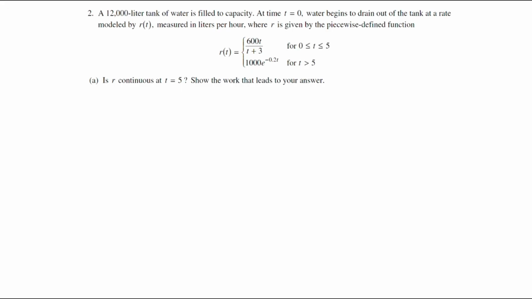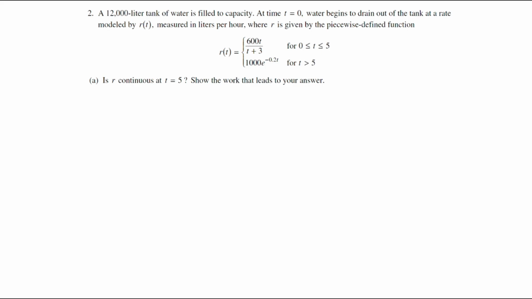All right, this is question number 2 from the AP Calculus AB exam 2011 Form B. And it's a rate FRQ again here. We've got a 12,000 liter tank of water that's filled to capacity. And at t equals 0, the water starts draining out of the tank. And R, the rate at which it drains, is a piecewise function: 600t over t plus 3 from 0 to 5, and 1,000 e to the negative 0.2t for t greater than 5.